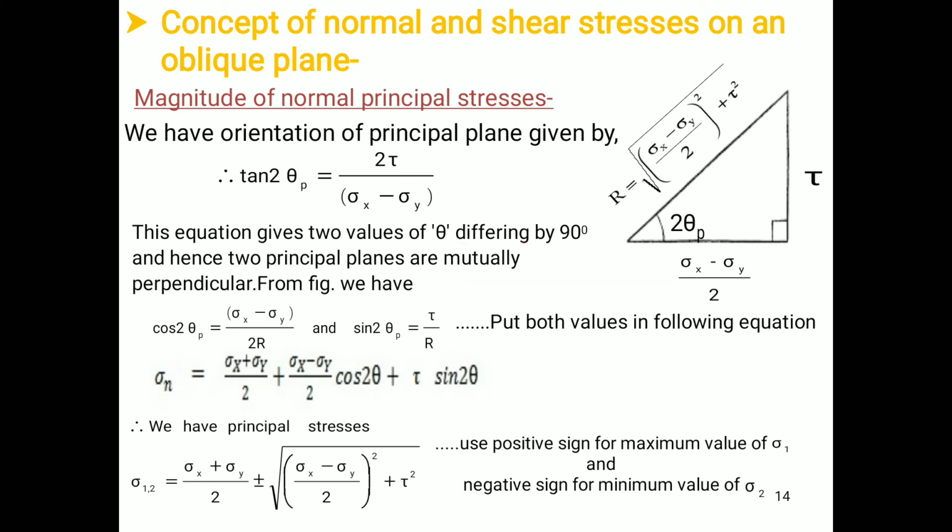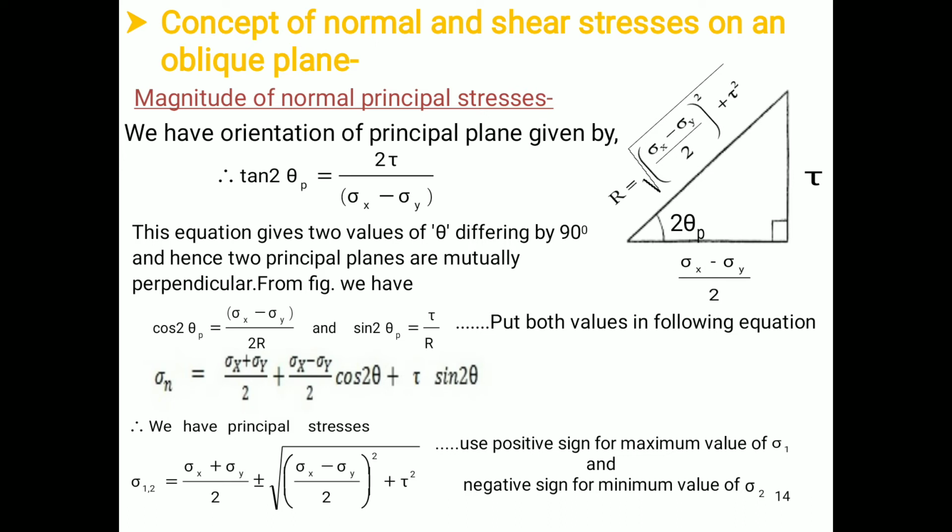So from this particular triangle, again we will have cos of 2 theta p equal to sigma x minus sigma y by twice r. Remember that r is nothing but the resultant of these two values, and it is shown over here. Also we have sine of 2 theta p equal to tau upon r. So both these values we are going to put into the equation of normal stress on an oblique plane.